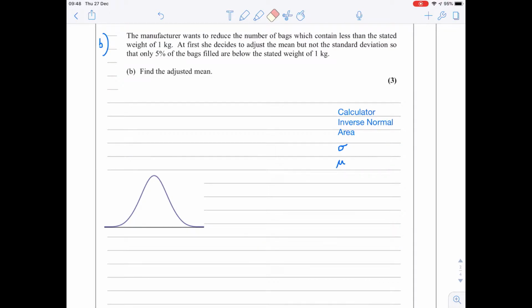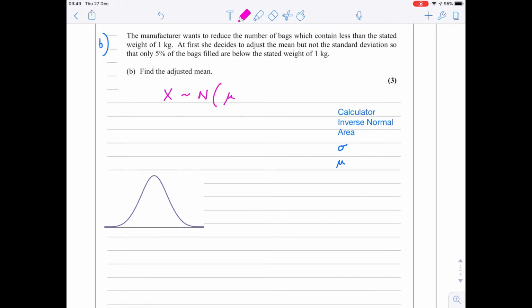Moving on to part B. The manufacturer wants to reduce the number of bags which contain less than the stated weight of 1 kilogram. At first she decides to adjust the mean but not the standard deviation, so that only 5% of the bags filled are now below the stated weight of 1 kilogram. Find the adjusted mean. Well, we're now working with the distribution that is normal.